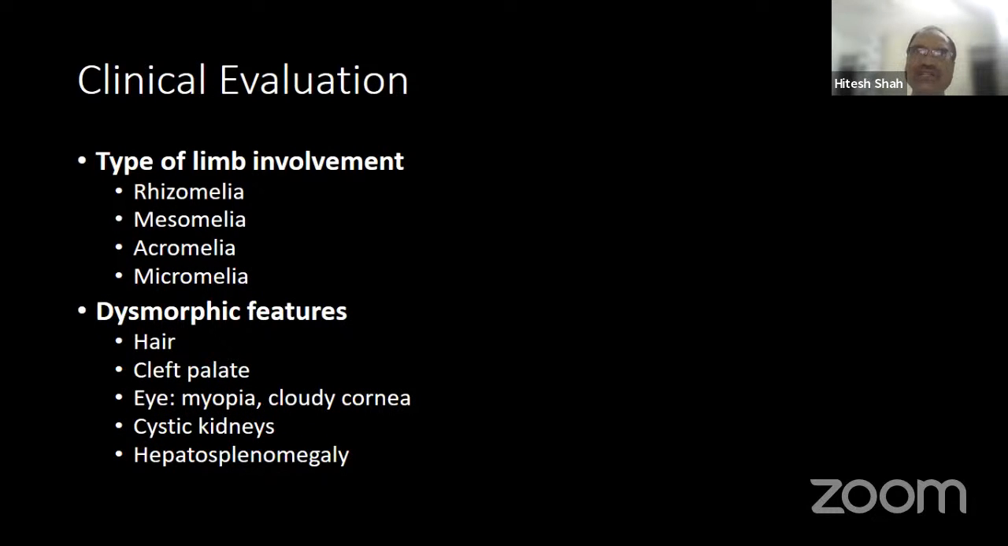If the child presents with facial dysmorphism, cleft palate, cleft lip, myopia or a cloudy cornea, because with many dysplasias, Marfanoid features are common with myopia and lens complications. It is also very common to have neurofibromatosis with optic problems. So you need to check the eyes.